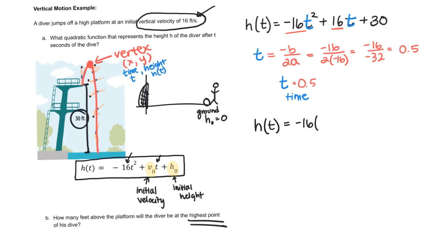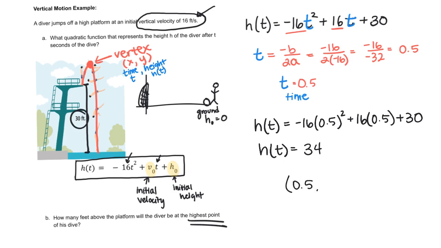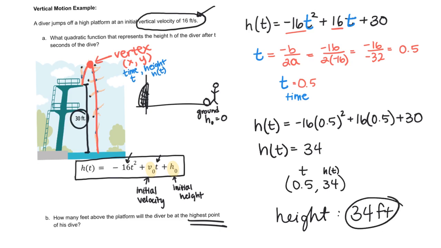So I'm going to take my 0.5 and plug it into that original equation in order to find h of t. I plugged that into my calculator and I ended up getting 34. So my vertex technically would be 0.5, 34. But you want to be careful about what they are actually asking you for. They are not asking us for how much time it takes. They are asking us for the height. So the height, or how high that diver is at its maximum height, would be 34 feet in the air.